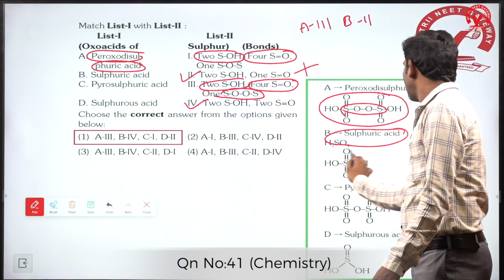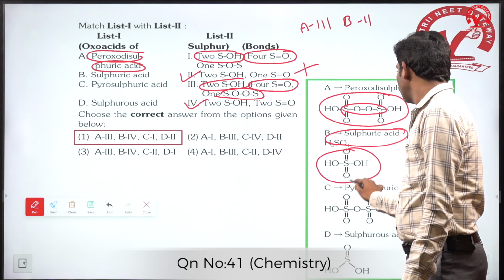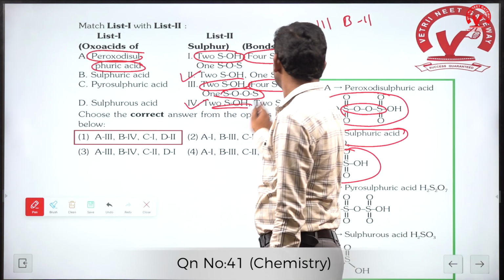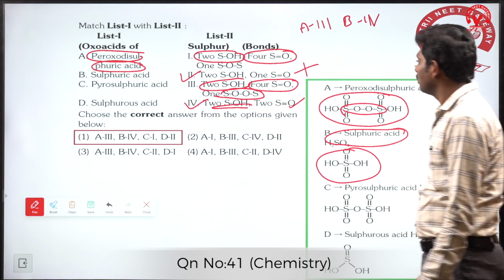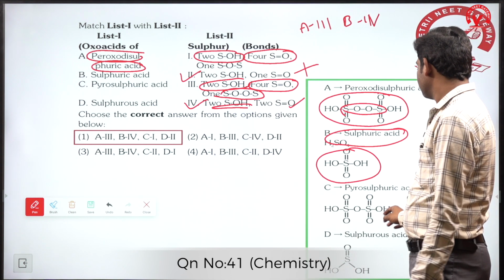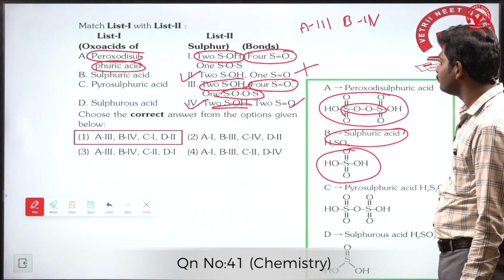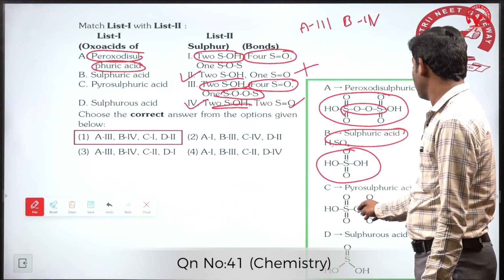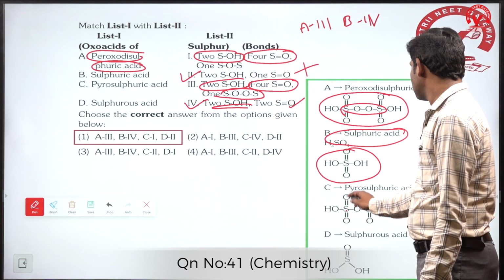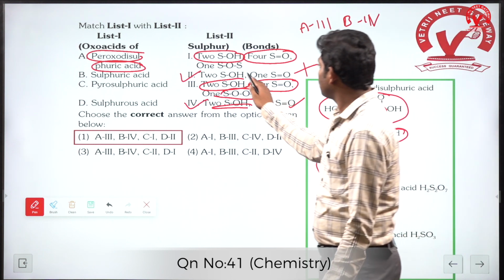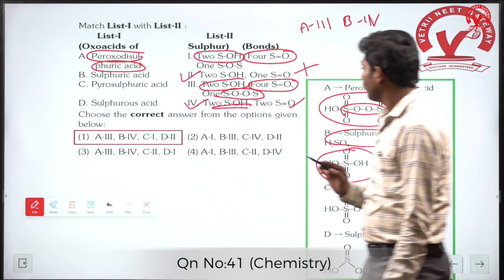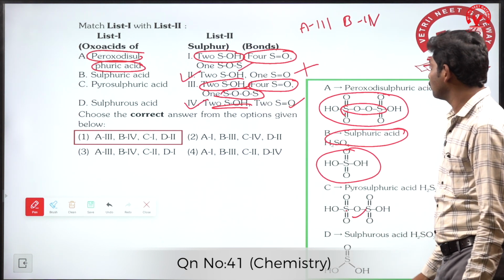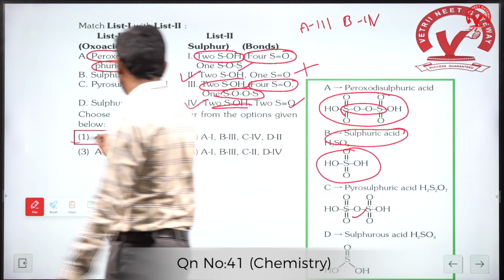So this one, 2 SOH groups. If you see the structure it is very easy. 2 SO groups and 2 SOH groups. So 4 is the correct. Next, pyrosulfuric acid. So in pyrosulfuric acid, how many SO groups are there? S double bond O groups are 4. Okay. And next SOS group. 1 SOS group. Yes, it is the correct. So option 1 is the correct.